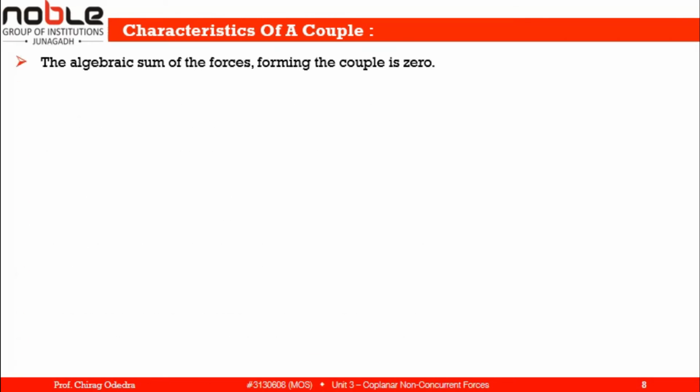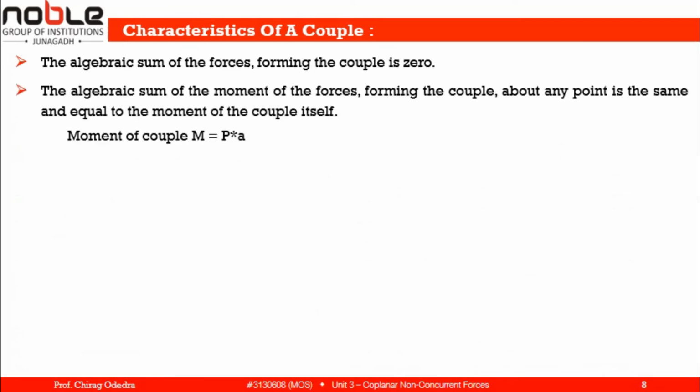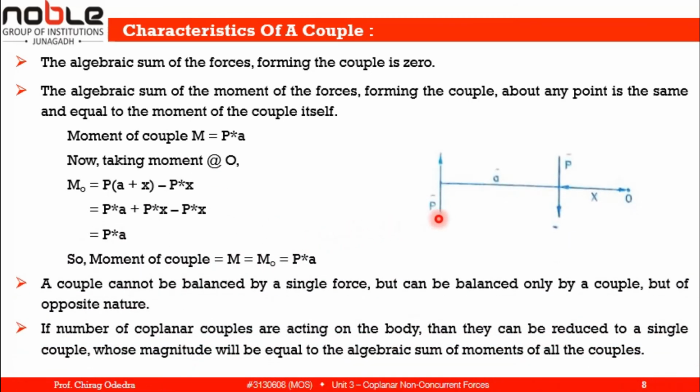First one is the algebraic sum of the forces forming a couple is always zero, because P upward and P downward. So plus P minus P is equal to 0. Next one, the algebraic sum of the moments of forces forming the couple about any point is the same and equal to the moment of the couple itself. So we can better understand it by a figure.